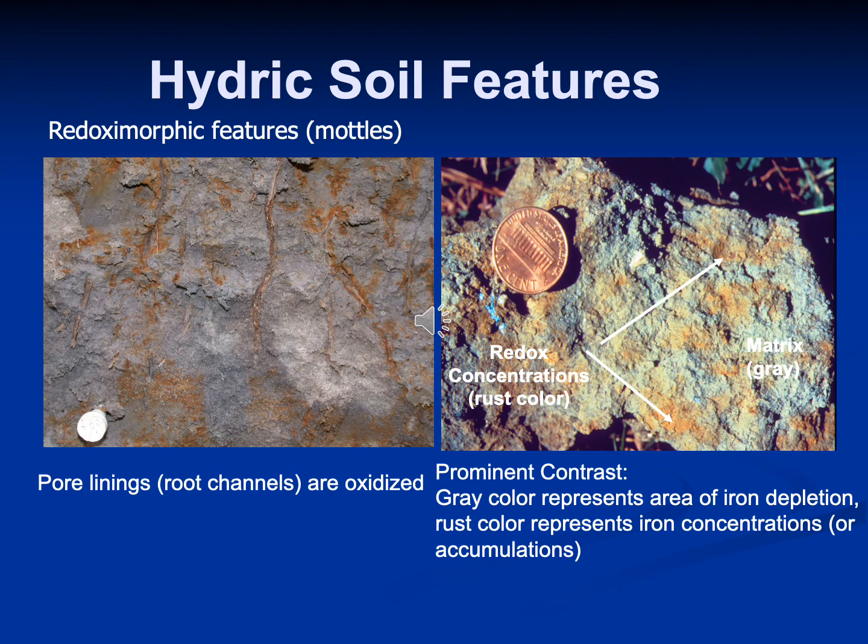Redoximorphic features of hydric soil are often called mottles. These are most likely to occur in soils that cycle between anaerobic and aerobic conditions. Mottling is the name given to spotted areas of color in soil. Mottling is usually associated with periodic wetting. The picture on the left shows the root areas are oxidized, and the right picture shows the spotted areas where gray areas are due to less iron and the rust color represents more iron.